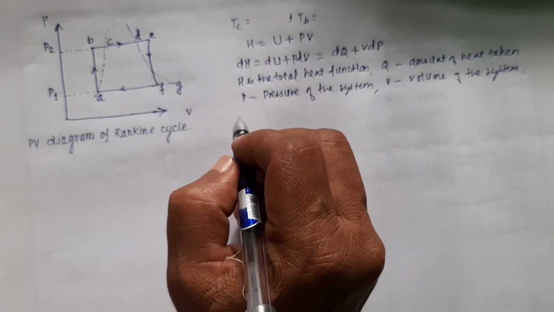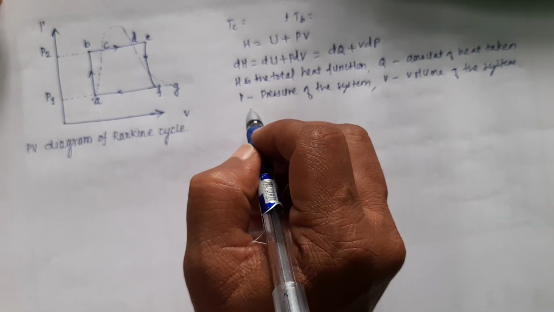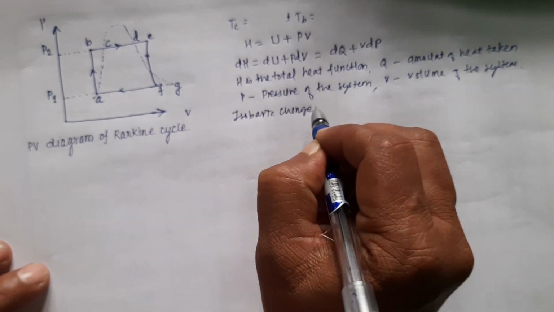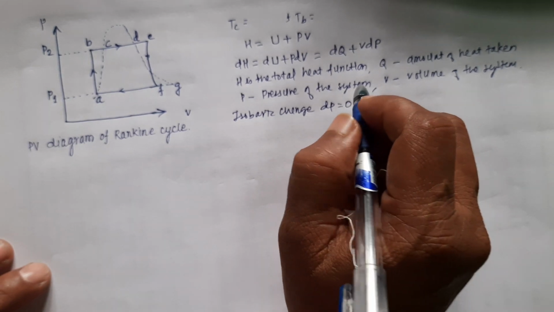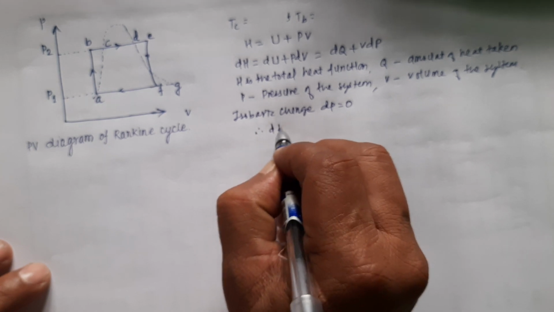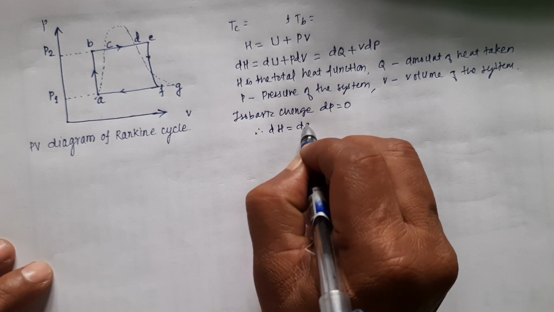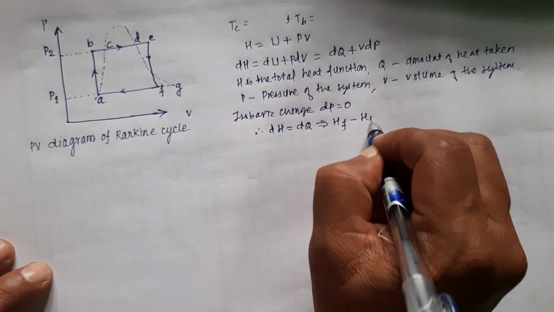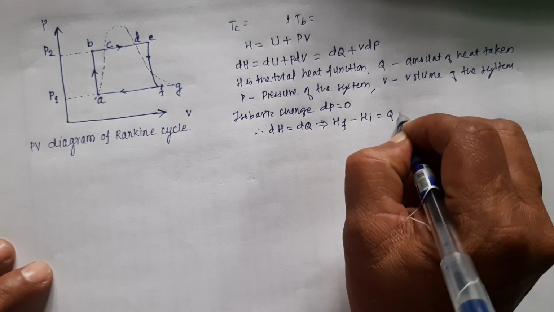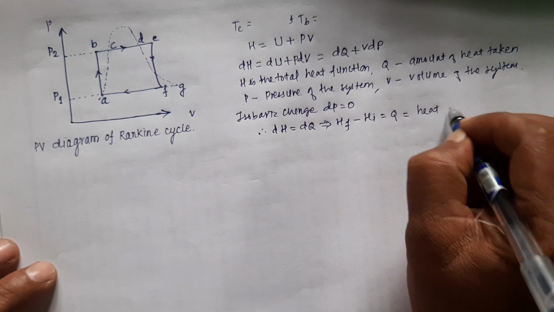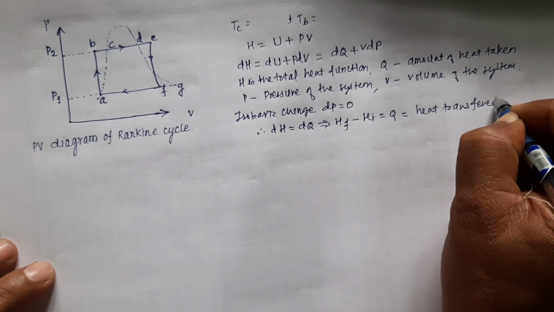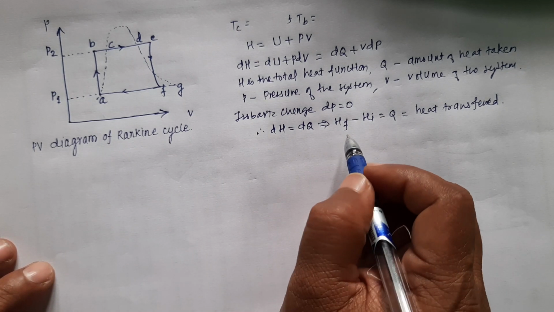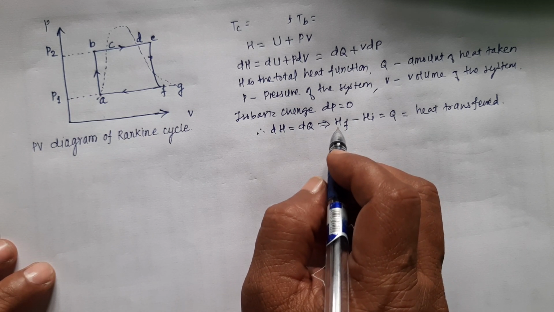If an isobaric change takes place, then dP, the change in pressure, is 0. Therefore, the above equation becomes dH is equal to dQ. Means what? Here HF minus HI is equal to Q, the heat transferred, where HF and HI are the final and initial enthalpy respectively.